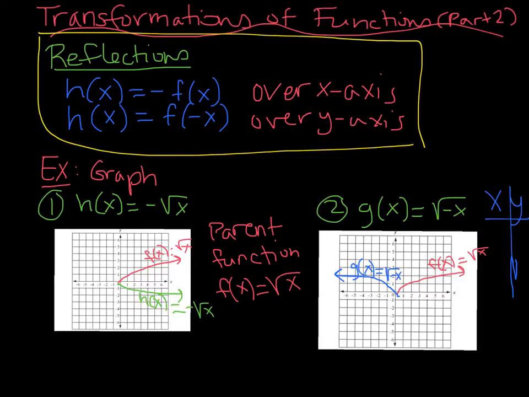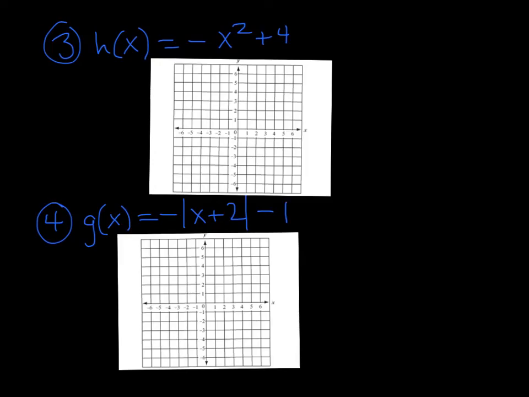So then every time you see something where you only are making the x negative, that is going to be a reflection over the y-axis, whereas something where you make the whole entire parent function negative, it's going to be a reflection over the x-axis. So for the next 2 problems, we're going to actually put several things together. So we're going to put together reflection and vertical and horizontal shift.